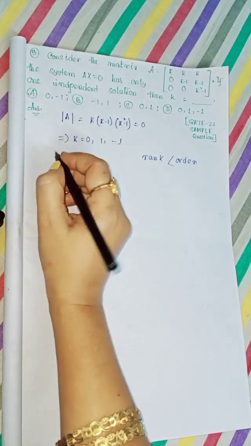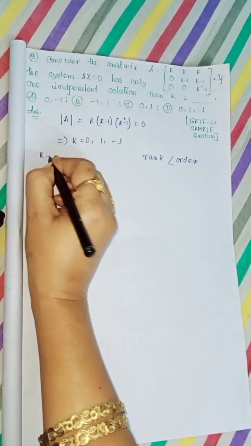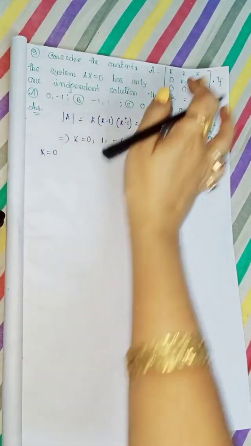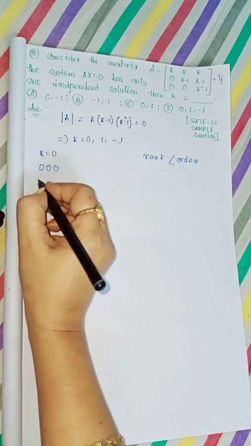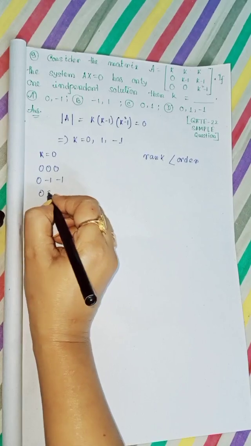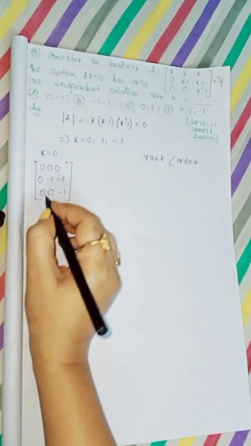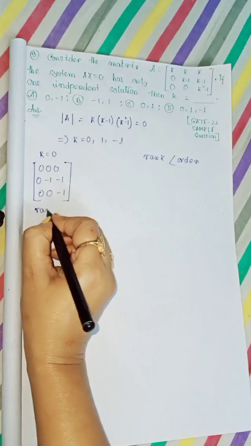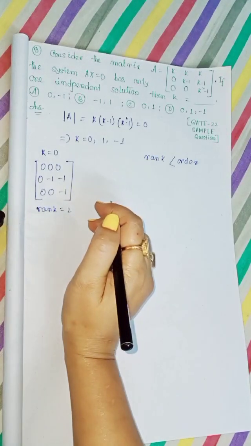So therefore, suppose k is equal to 0. When we put k is equal to 0, then the matrix becomes 0 0 0; 0 minus 1 minus 1; 0 0 minus 1. So here we see rank is equal to 2, that is 2 non-zero rows.